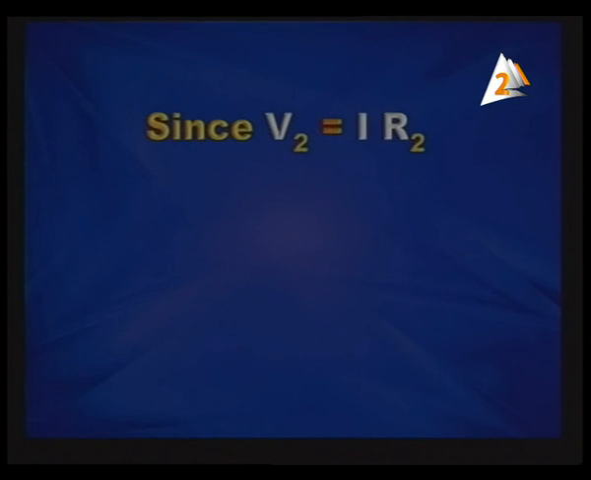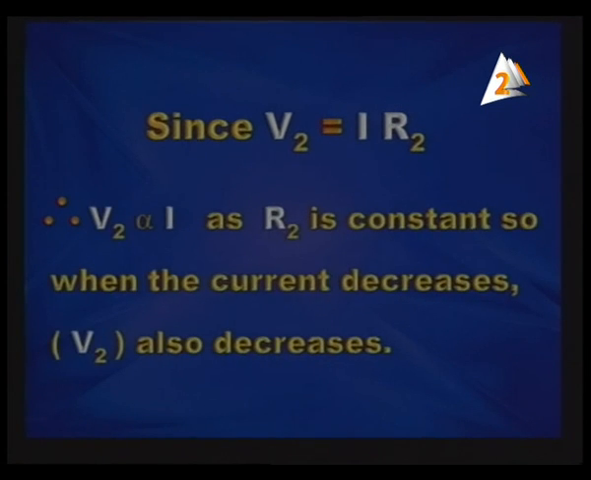And what about V2? V2 is equal to IR2. So it depends on the current, the same as the internal voltage. Why? Because R2 is constant, so it depends on the current. What happened to the current? It decreases, so V2 decreases. So V2 is proportional to the current as R2 is constant. When the current decreases, V2 also decreases. So we managed to explain it.